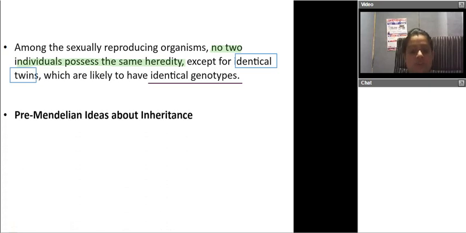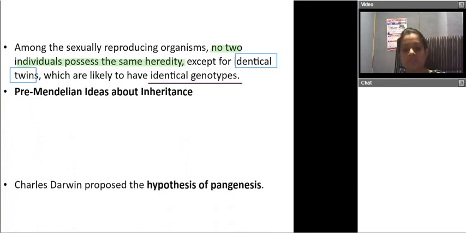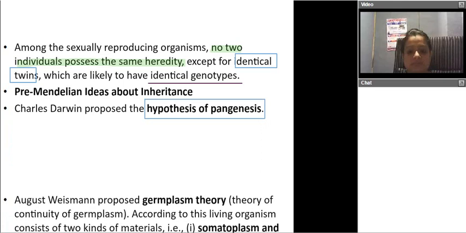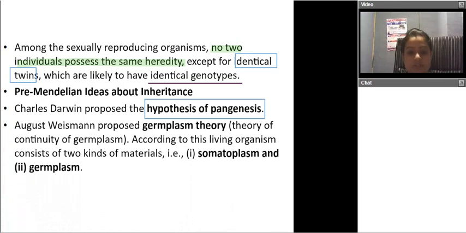Now let us come to some pre-Mendelian ideas about the process of inheritance. Charles Darwin proposed the theory of hypothesis of pangenesis. August Weismann proposed the germ plasm theory. It is also known as the theory of continuity of germ plasm. According to him, living organisms are made up of two materials, the somatoplasm and the germ plasm.